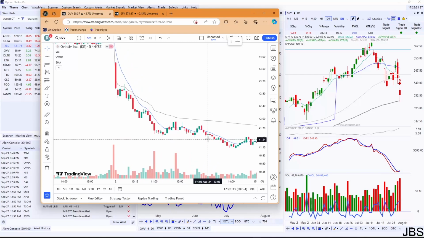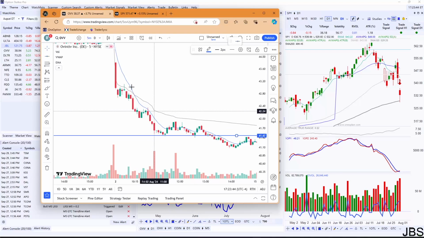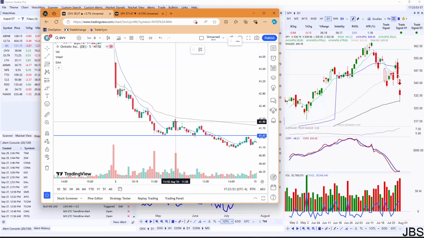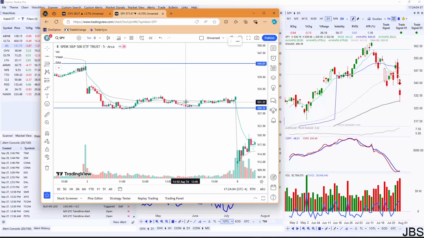So for OVV, where I took this breakdown was right here at 120. So here is our support. And you can see that we probably could actually do a disjoint channel if I really wanted to. Right, so there are our lower highs. Testing this level a couple times to get the breakthrough, and then took some gains into strength.